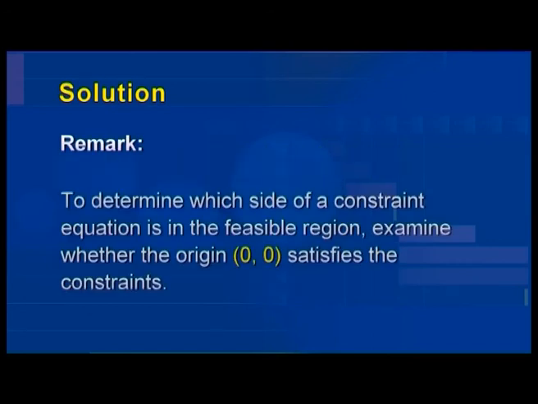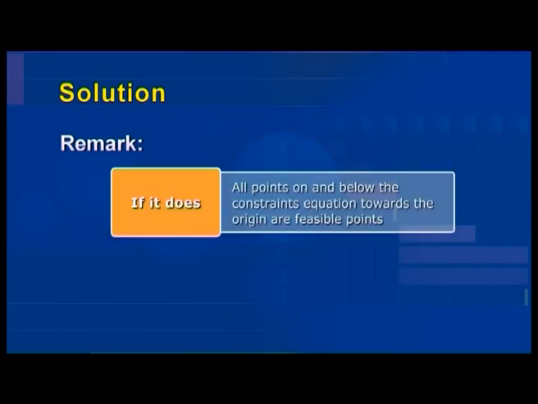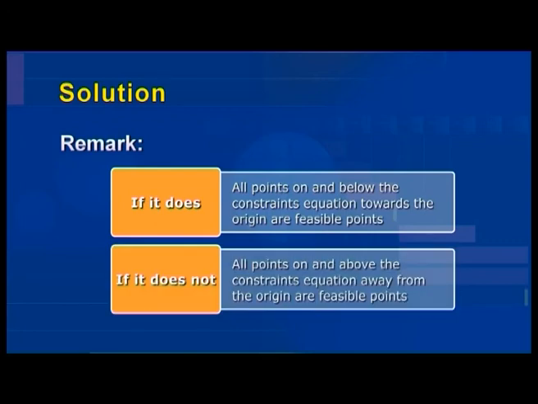Remark: to determine which side of a constraint equation is in the feasible region, examine whether the origin 0, 0 satisfies the constraint. If it does, then all points on and below the constraint equation towards the origin are feasible points. If it does not, then all points on and above the constraint equation away from the origin are feasible points.